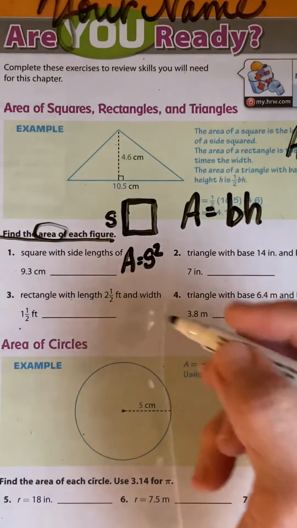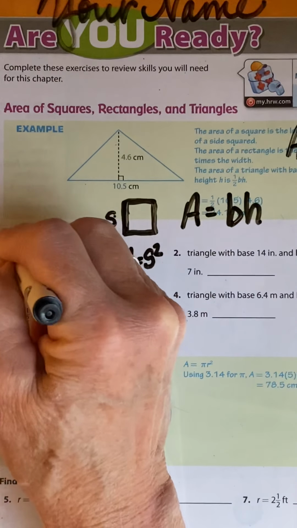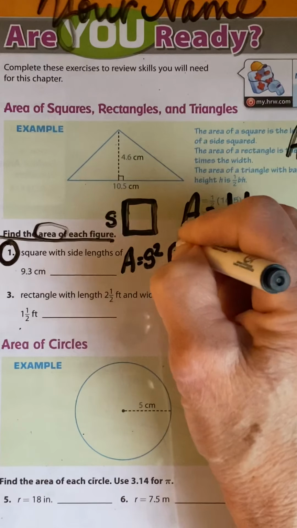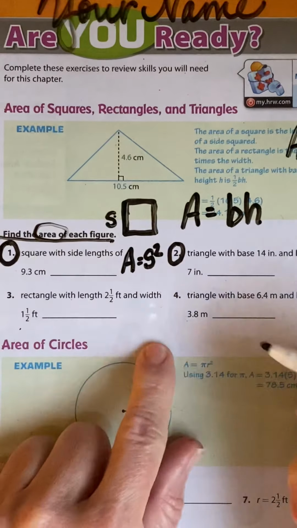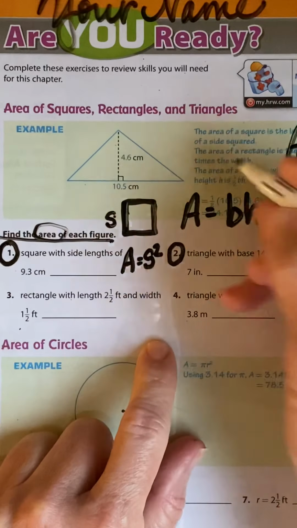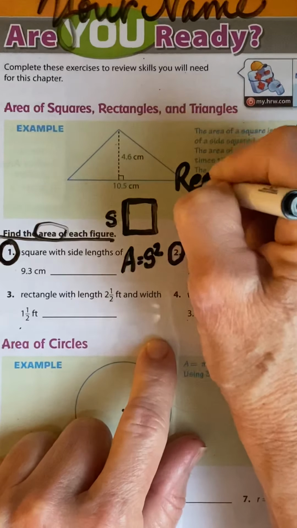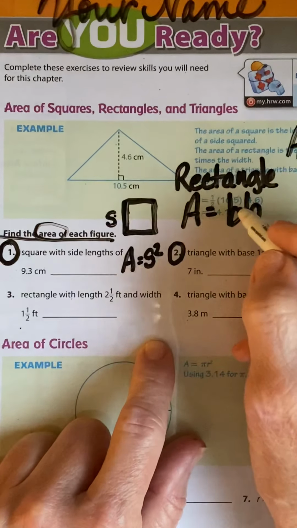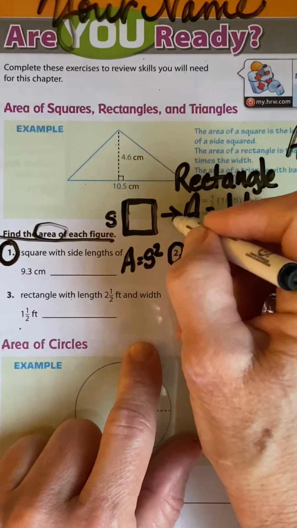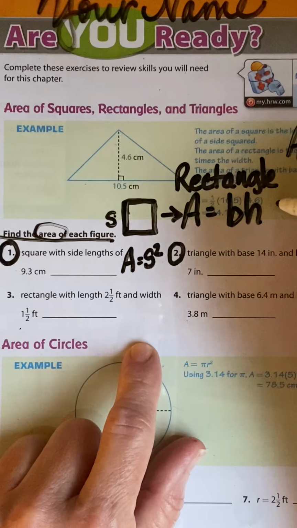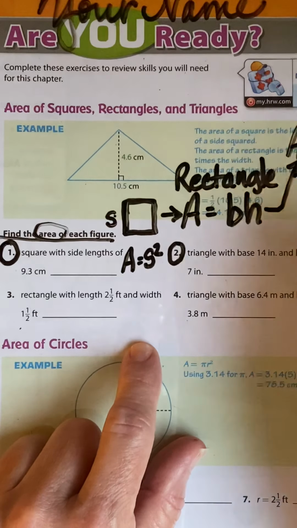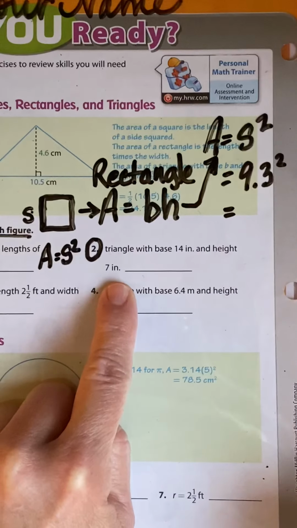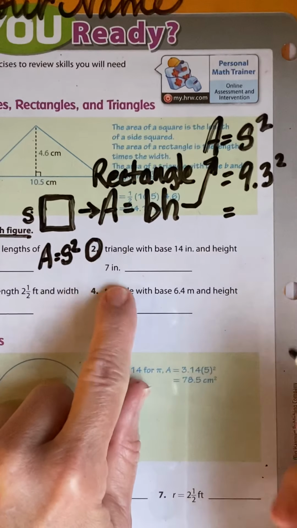Number 2 is a triangle. And we know area. This is a rectangle right here. I'm going to make some better notes. A square is a rectangle, or you can just use area equals side squared for number 1. Now, for number 2, sorry about that, is a triangle.